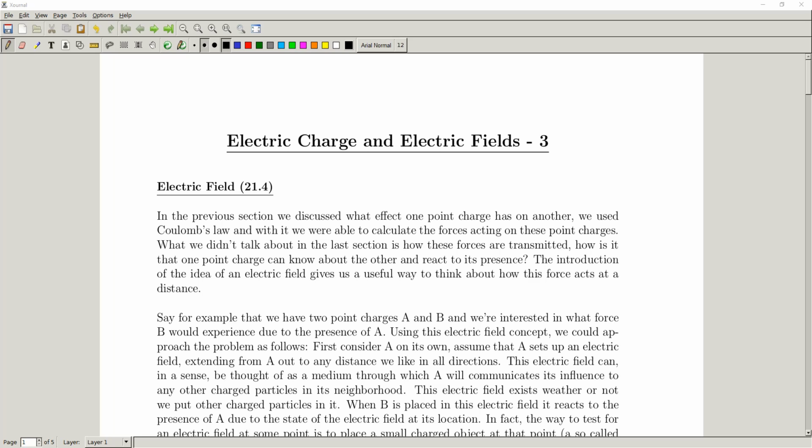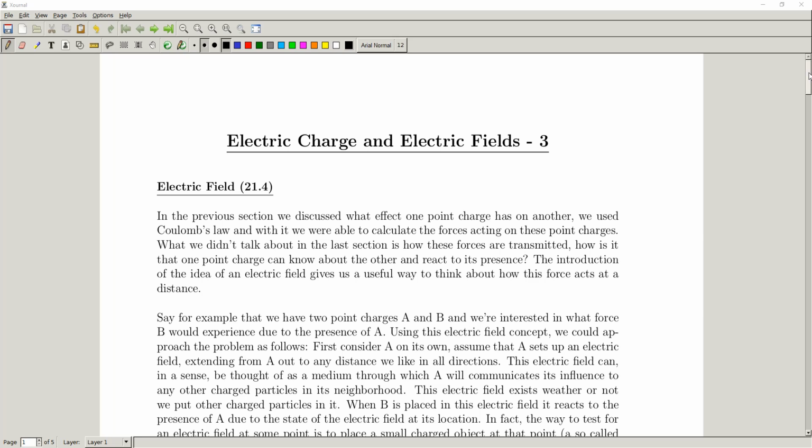One thing we didn't discuss was the way in which this influence is transmitted, right? We just have these charged particles sitting there. How is it that one charged particle knows about the existence of the other one? They're not touching each other or anything. So how is this information being transmitted from one charged particle to another one, right? And the way we're going to get at this is by introducing the idea of an electric field. Okay, and an electric field can be a useful way to think about how these electric forces are communicated over these distances, right?